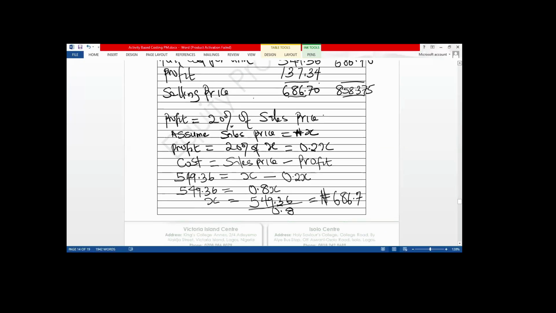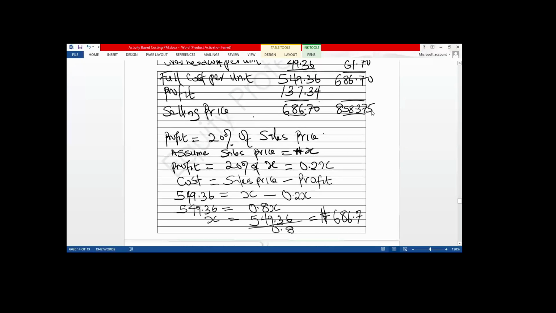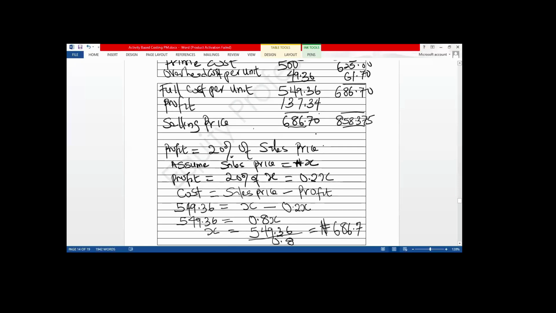The profit here is 171.675. To get your profit, selling price minus cost. 171.675. This is under the traditional approach.